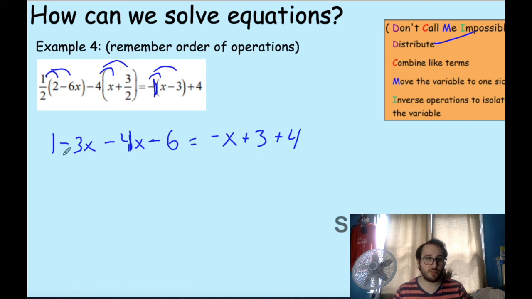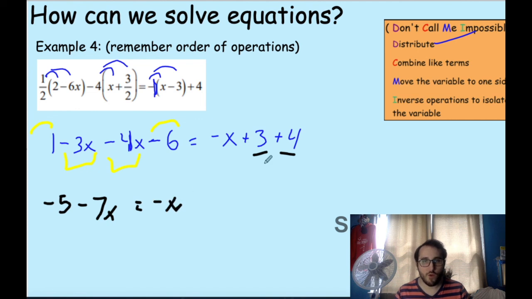Combine like terms. So I have this, and I have these to combine. So I'm left with 1 minus 6, which is negative 5. Negative 3 minus 4 is negative 7x. And again, I'm doing this in my head, but if you can't, use your calculator. There's nothing wrong with using your calculator. Equals, I can combine these two. So we got negative x, 4 plus 3 is 7. Cool. My combining like terms is done.